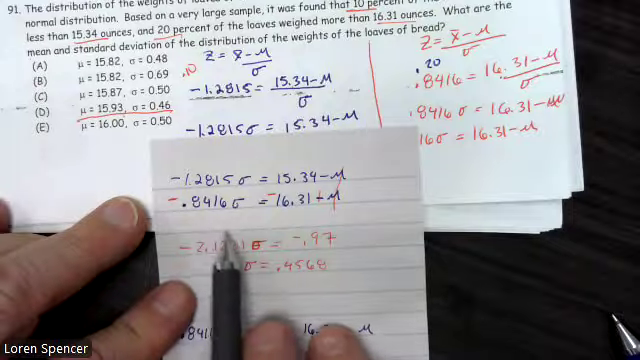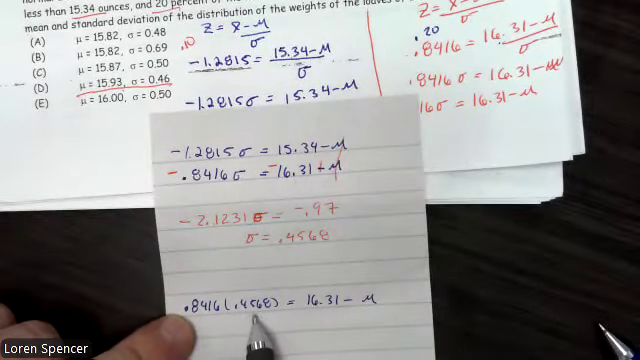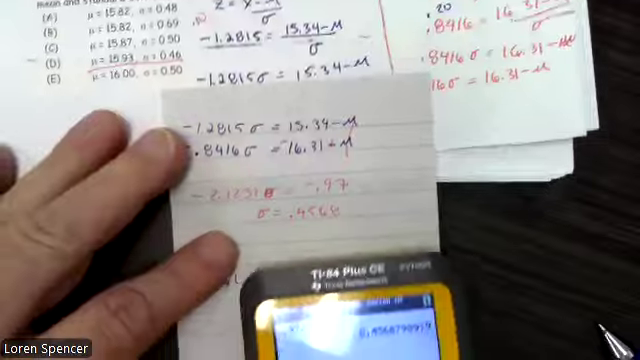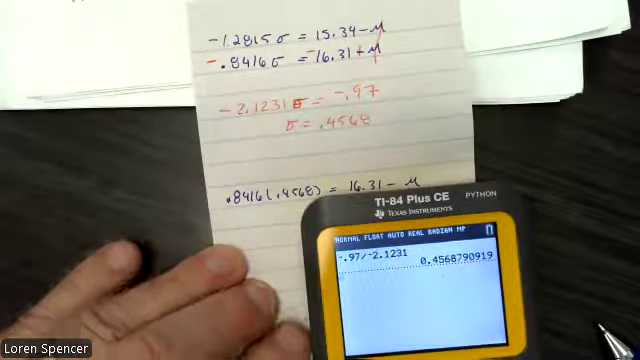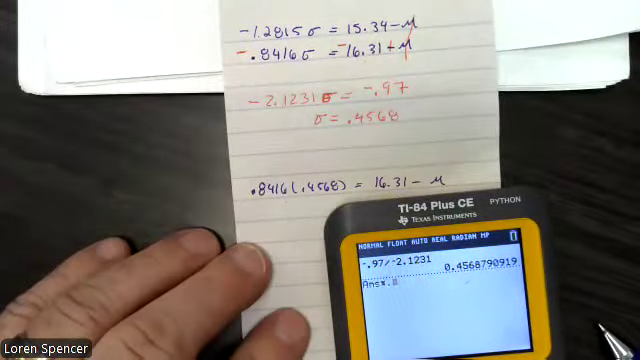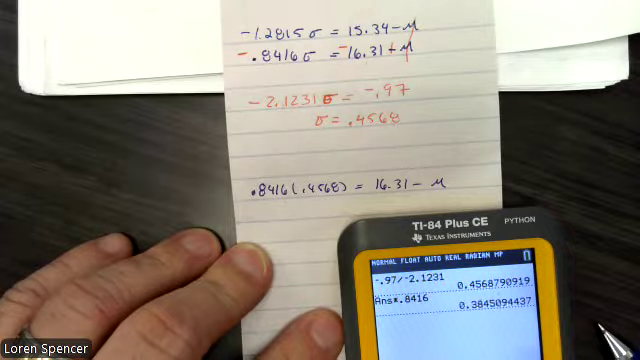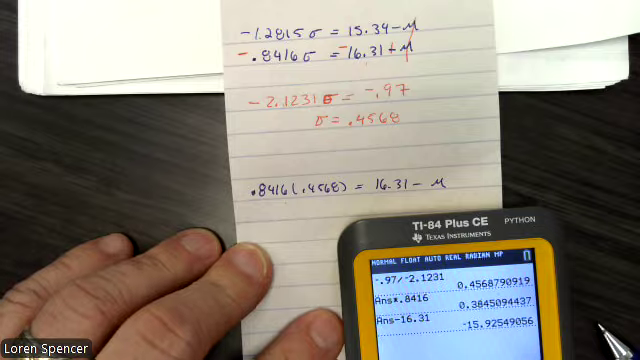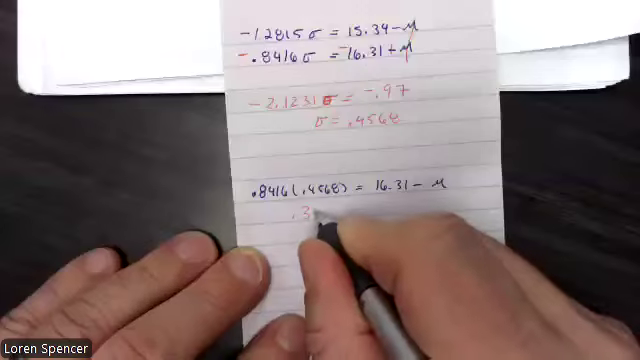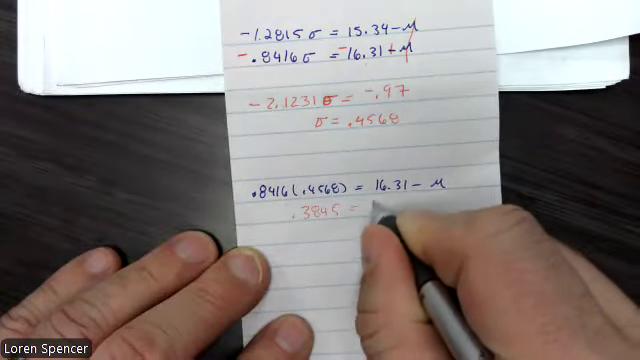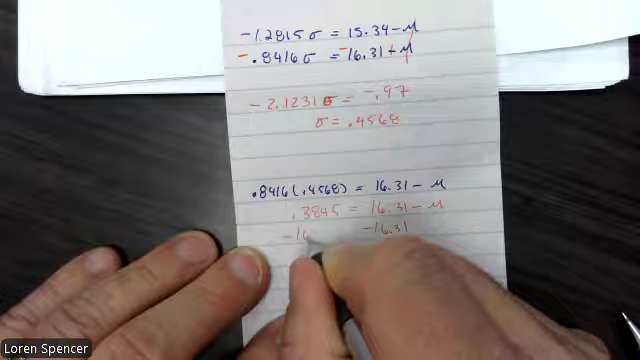We had the equation with 0.8416, and I'm going to plug into that. So 0.8416 times 0.4568 equals 16.31 minus mu. Let's multiply that, and we get 0.3845 equals 16.31 minus mu. I'm going to subtract 16.31 from both sides.